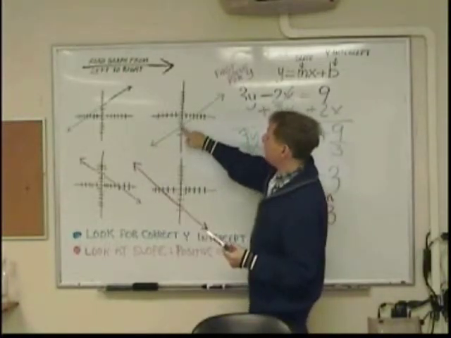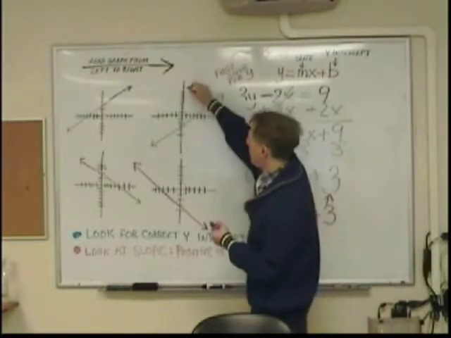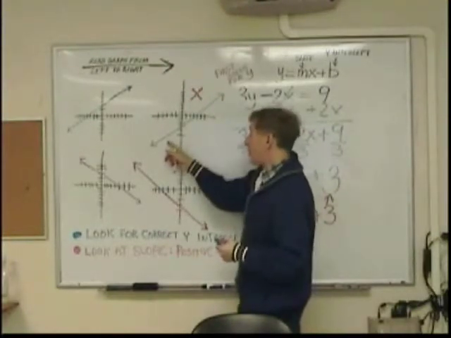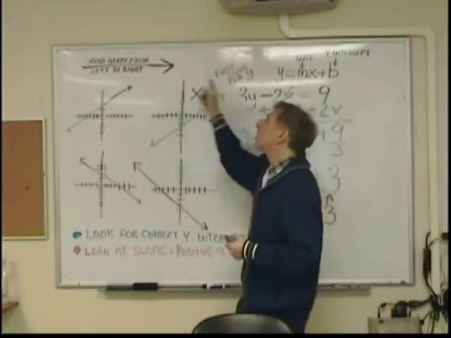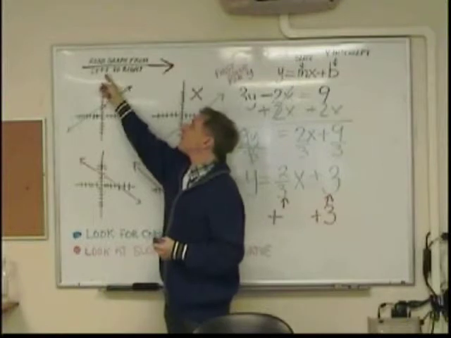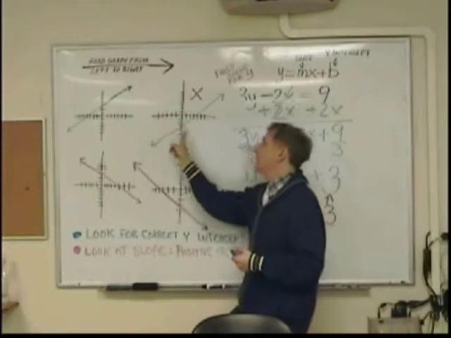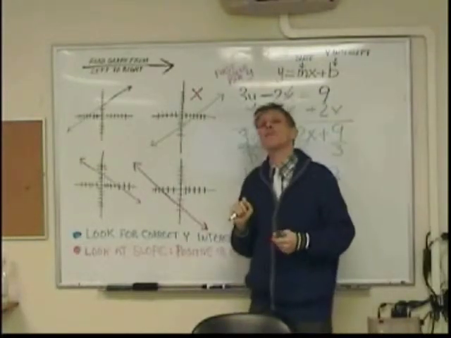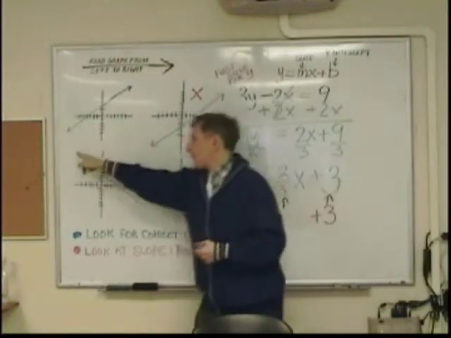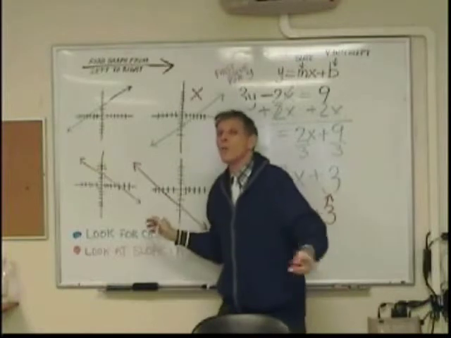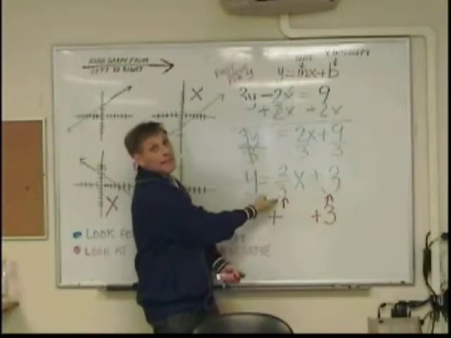Well, this is not passing through positive, it's negative. It's going under the x-axis. So that's not it. I'm going to make an x there. That's wrong. This is a positive slope, though. I want you to know that. It's going up. We read graphs from left to right. This is going up from left to right. This is going up from left to right. It's positive. This is going down from left to right. It's negative. We don't want a negative slope because our slope here was positive.